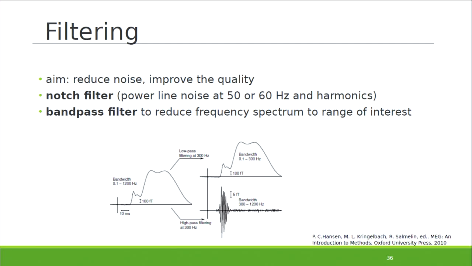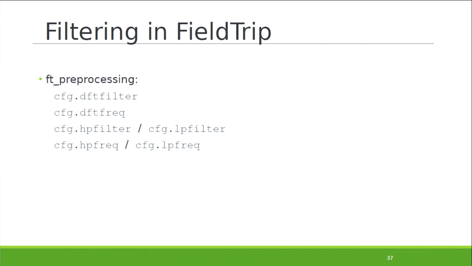This can be, for example, guided by literature, or you're interested in alpha waves, so you have some interest, and then you can only look for these frequencies in the data. So how do we do this in FieldTrip? There are mainly the options dftfilter for the notch filter, and you can pass the frequency with dftfreq. And for the low pass and the high pass filter, we have hpfilter and lpfilter, and hpfreq and lpfreq. But you will also see this later in the hands-on.